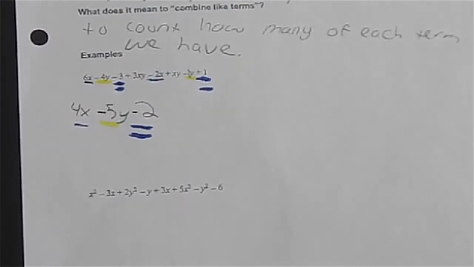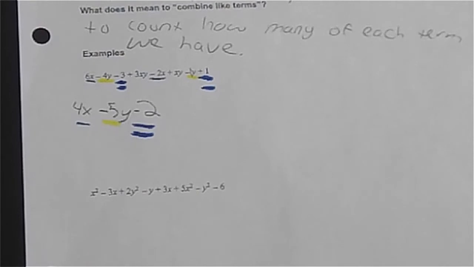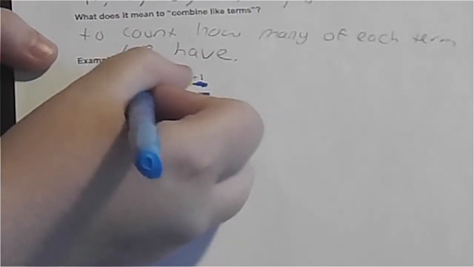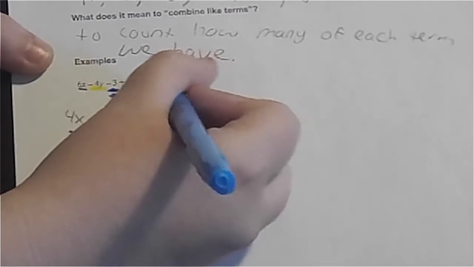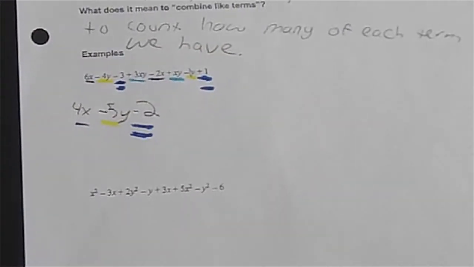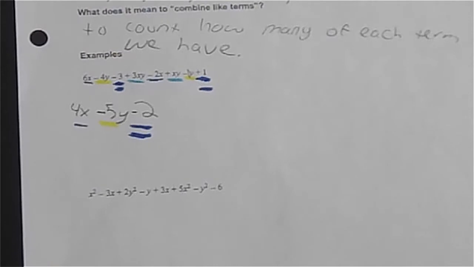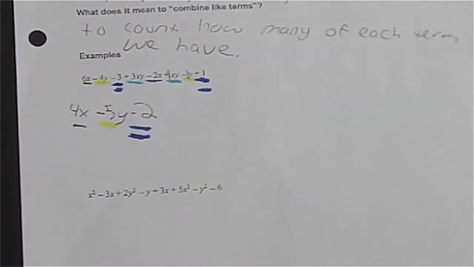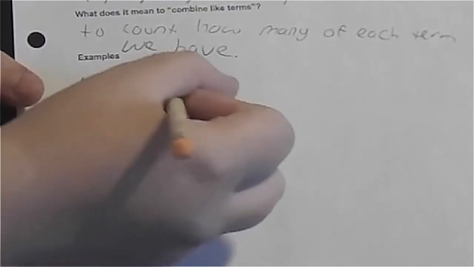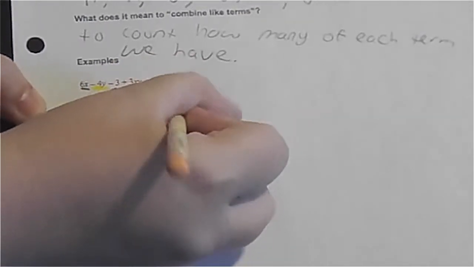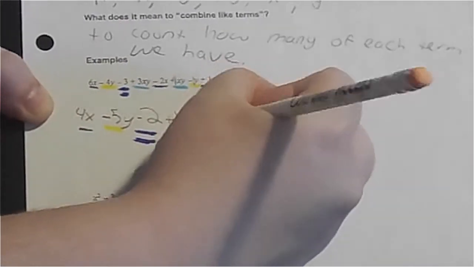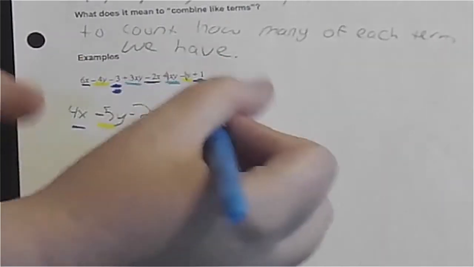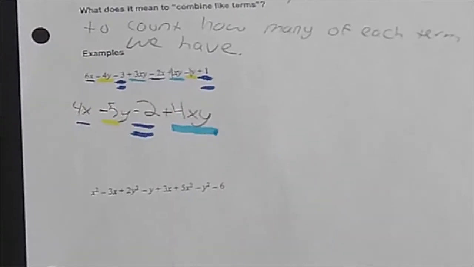And finally, I have next xy terms. So right here is 3 xy's, and over here it's plus an xy, which means plus one more xy. So remember, if there's no number in front, you can write that invisible 1. So 3 xy's plus one more xy is a total of 4 xy's. So now, all of my terms have like terms, the ones that are the same, got combined because we counted how many of each type we had.